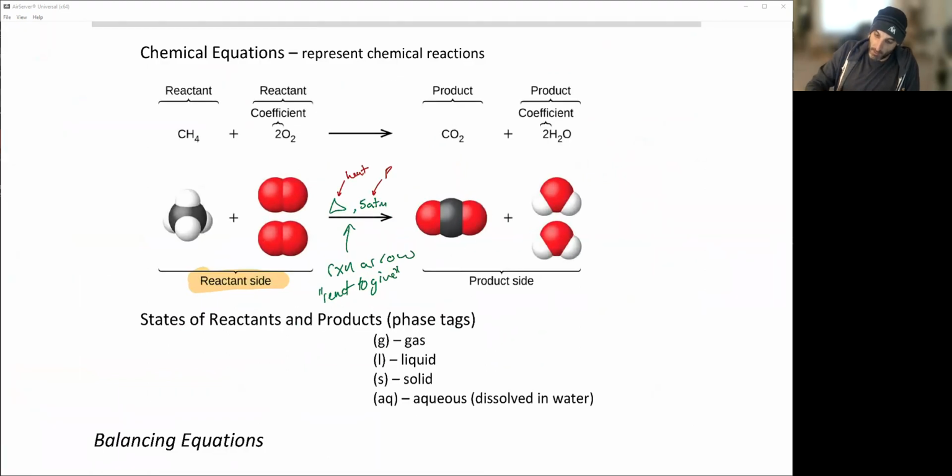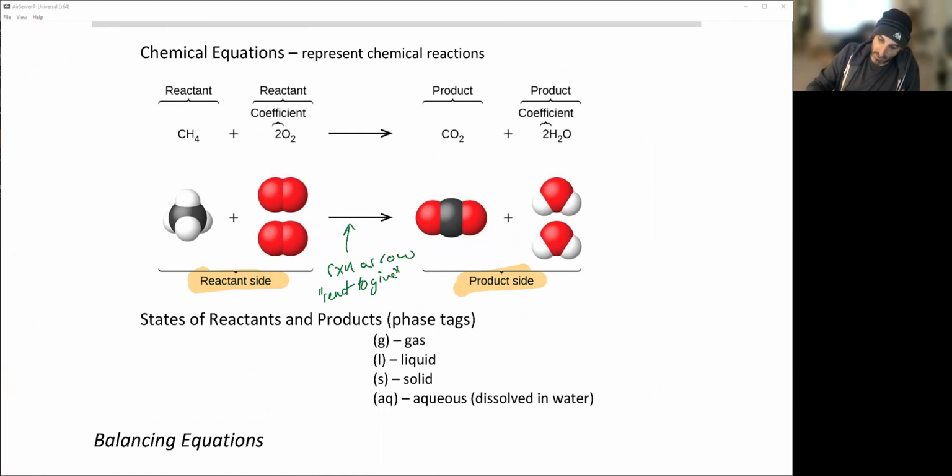All right. But in this case, we actually don't need either of these to trigger this reaction. On the other side of the coin, we have the product side. The product side is what is produced. So reacts to give: we start with the reactants, they react together, and they give us the products.